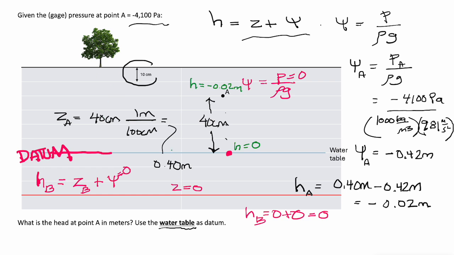And so now we can see that the head is larger at the water table than it is at point A. It's slightly larger, and so water will flow upward from the water table towards point A. Sort of the point of this problem was to realize that if we define the water table as datum, then we are going to find that the head on the water table is 0. And we then need to go calculate the head at any other point using the water table as datum, and we can rather quickly determine the direction of groundwater flow.